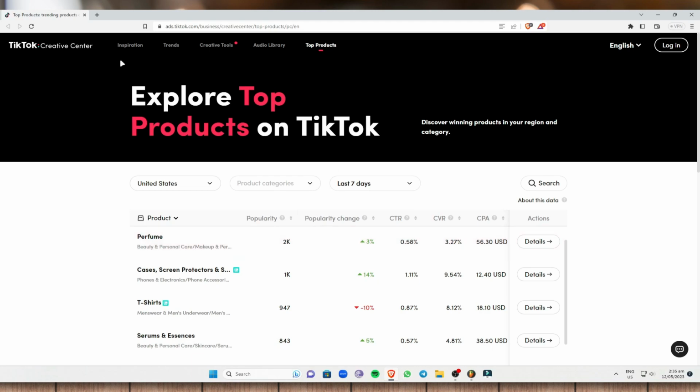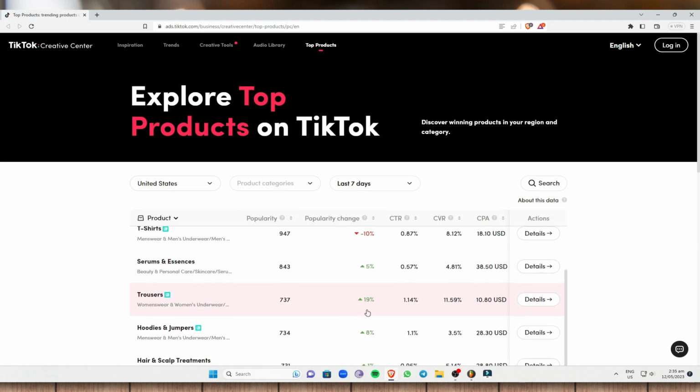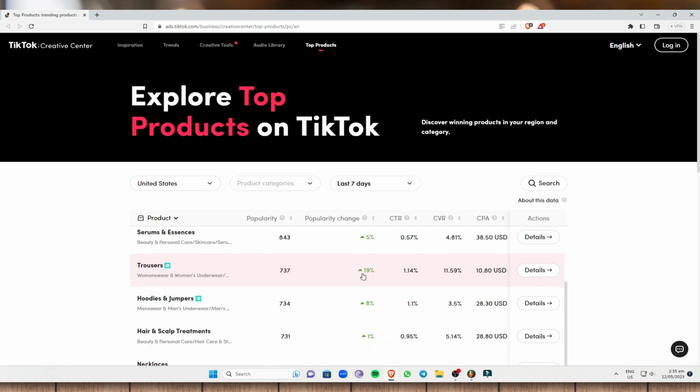And as you can see right here, cases and phone screens, screen protectors and stickers changed over time by around 14%. So I think that's good also. Right now the t-shirts have a declining popularity change. So it has a negative 10% effect. So just make sure to have a green popularity change right here if you want to see top performing products right about now. As you can see right here, the trousers have a 19% popularity change over time for the last 7 days.